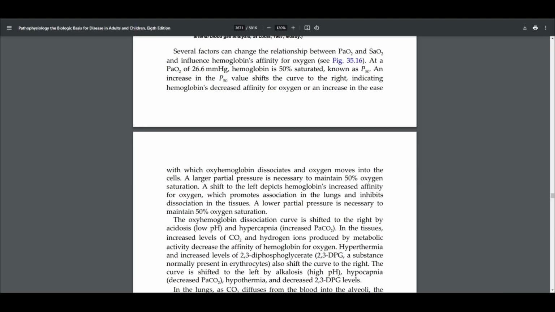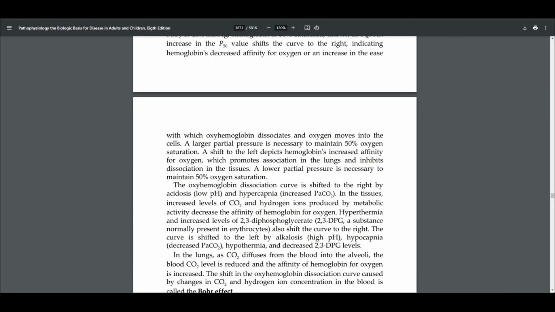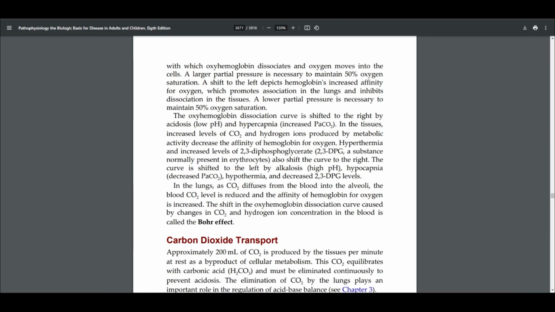Again, at 26.6 millimeters of mercury, that PaO2, hemoglobin is 50% saturated, known as P50. An increase in P50 value shifts the curve to the right, indicating decreased affinity of hemoglobin for oxygen, and an increase in the ease at which oxyhemoglobin dissociates and oxygen moves into the cells. A larger partial pressure is necessary to maintain 50% oxygen saturation.